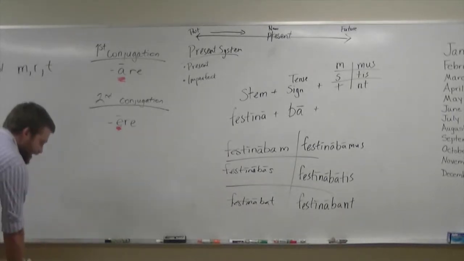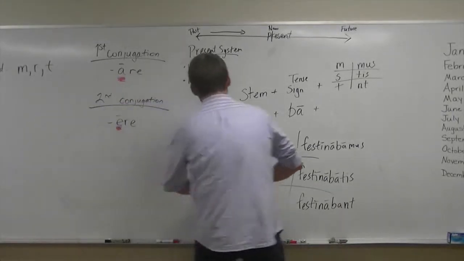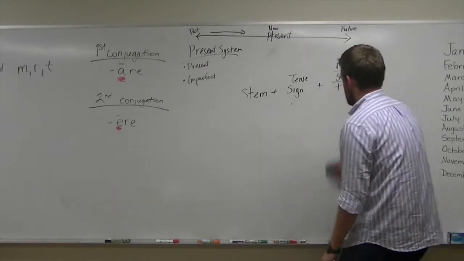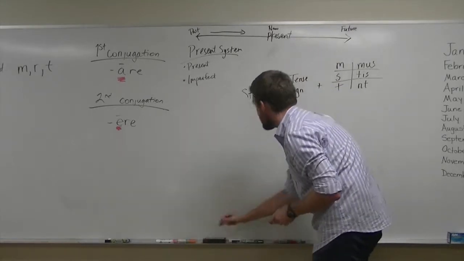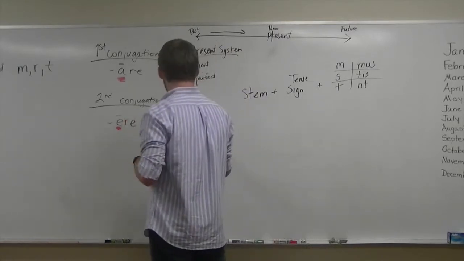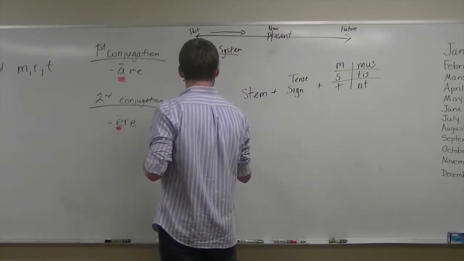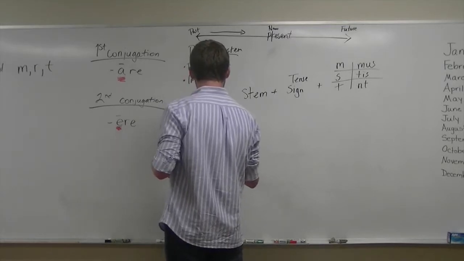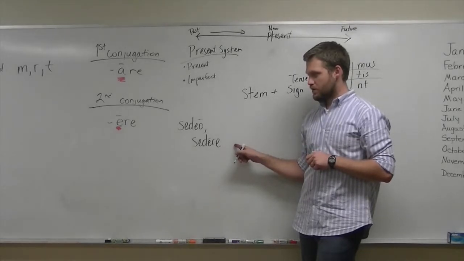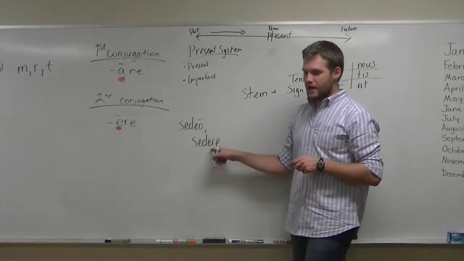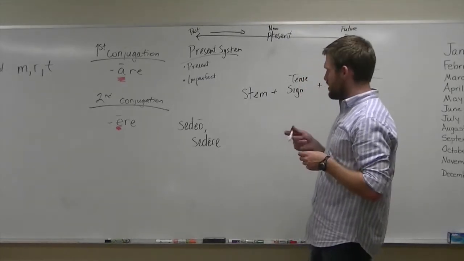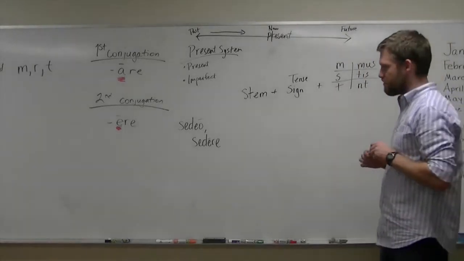Okay, I want you guys to all try to conjugate a verb in the imperfect. So I'll give you the verb. I'm going to erase this. I'll leave stem plus tense sign plus ending. Let's conjugate the verb. Let's say I was sitting. So, sedeo, sedere. Now, first of all, before you do this, what conjugation is sedeo, sedere? Second. Second, good. That E tells me I am a second conjugation. S-E-D-E-O, S-E-D, long E, R-E. Okay, so go ahead and try to conjugate that in the imperfect.